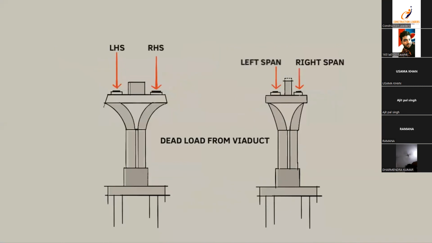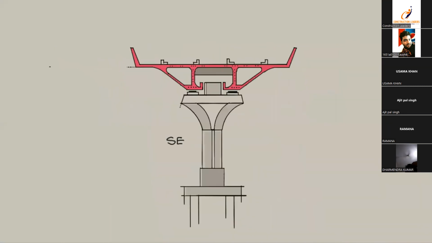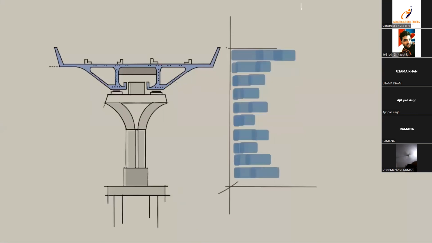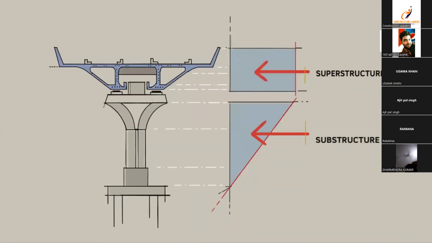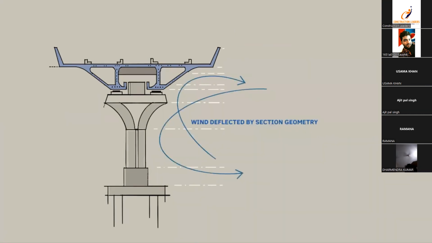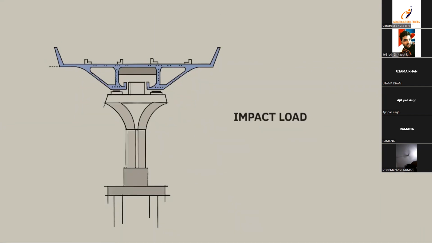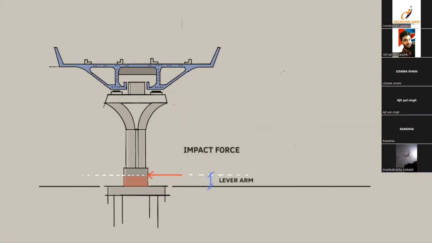Dead load. We have studied about this. Self weight coming from the top, the box girders, the pedestals, the pier cap, the pier, and the foundation. This is the wind load diagram. Wind on the superstructure can be resolved into a uniformly acting force. Okay, the geometry has to ensure that most of it is deflected. Wind is also impacting upon the bogie. Yes, this is the impact force.